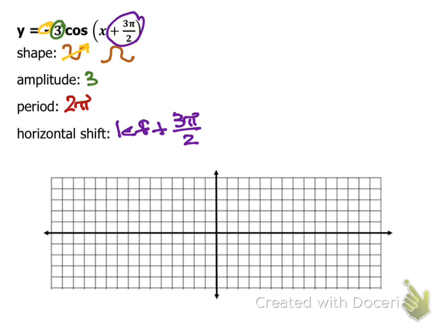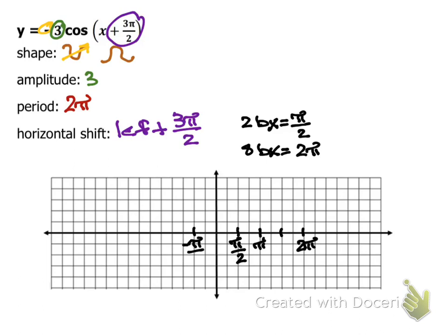Now we need to think about what we want to do with our boxes. We need to move left 3 pi over 2. What if we make 2 boxes pi over 2? I'm going to write that. 2 boxes is pi over 2. So 4 boxes would be pi, and 8 boxes would be 2 pi. And then over here we'll make that negative pi over 2, just so we remember.